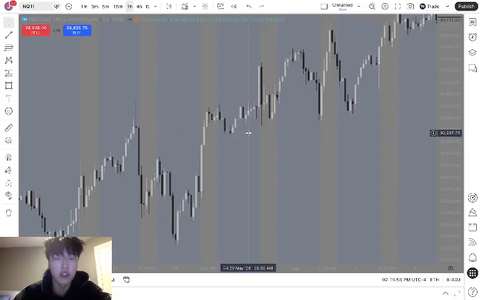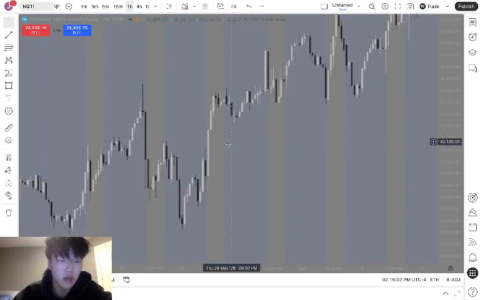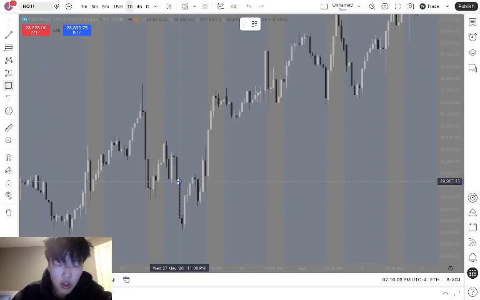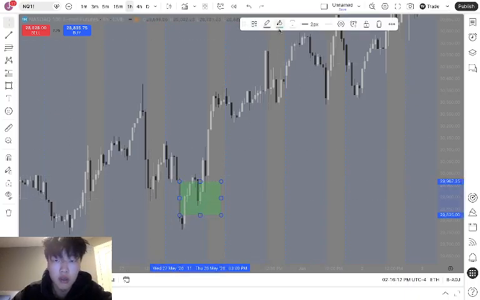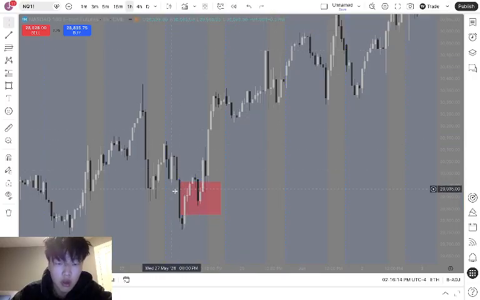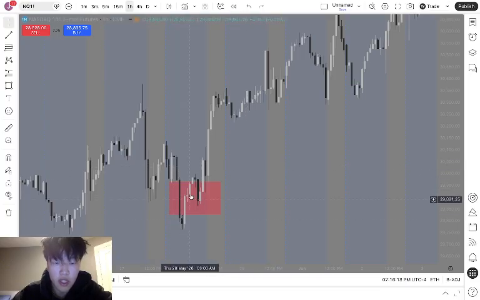Now you also got to make sure that they're paired with other confluences before getting into trades. But to go over inverse fair value gaps on the 1-hour time frame here, we see this large bearish fair value gap here, right? That bearish fair value gap, we're looking for price to come down, come back into it, and then continue down.